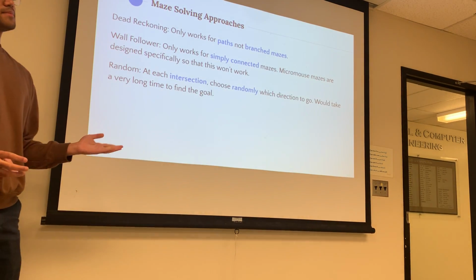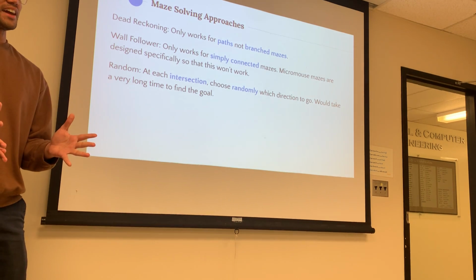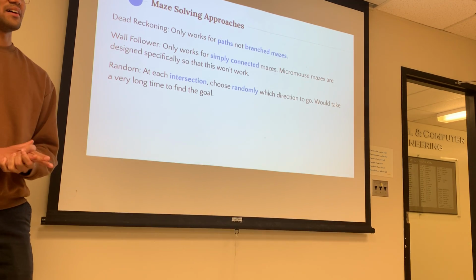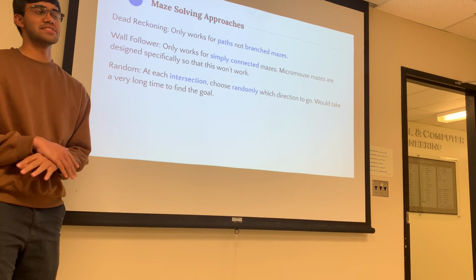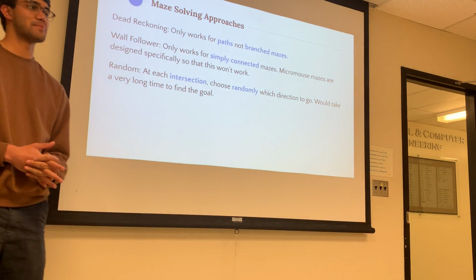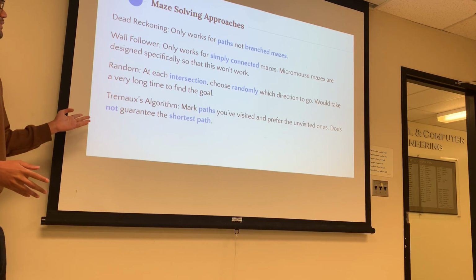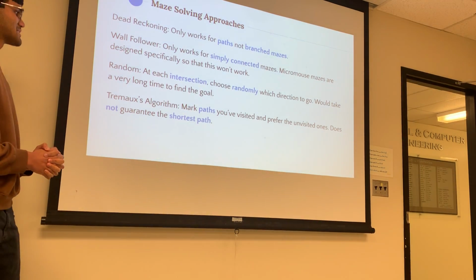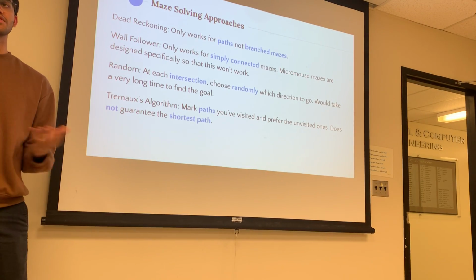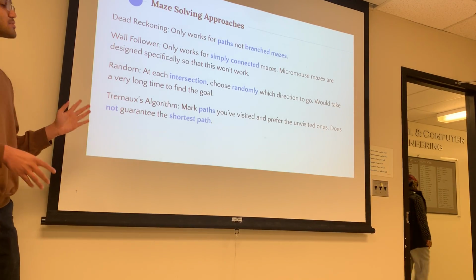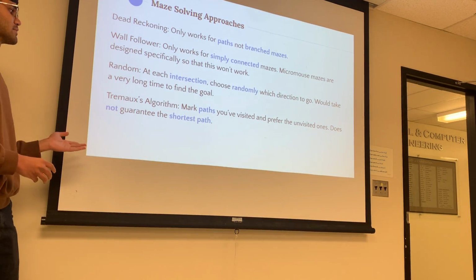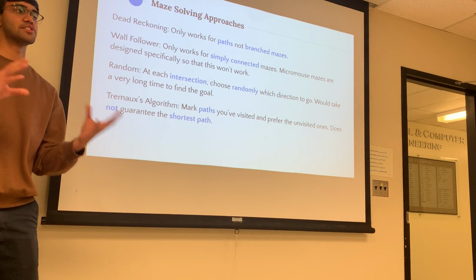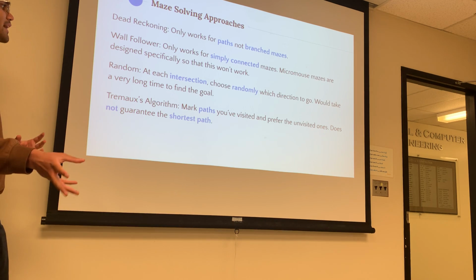There's also a random approach you can take. At every cell, you pick a random direction and just choose that direction. That is very inefficient. You might be able to solve the maze, but you'll probably exceed the time that you're allotted to solve the maze. And then there's another algorithm, I'm not going to try to pronounce the name, where you mark which cells you visited and which cells you haven't visited. Although this will allow you to solve the maze, it will not guarantee you the shortest path, because you'll just be going from cell to cell without any sense of which is the optimized path.